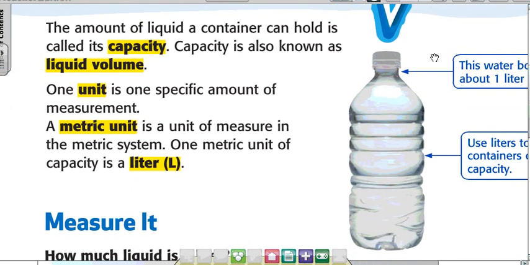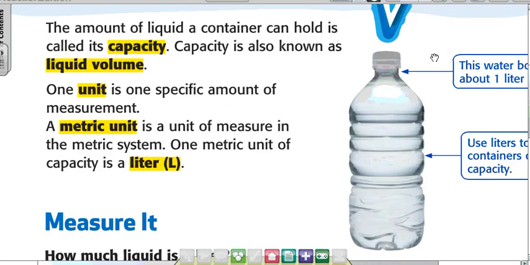It says the amount of liquid a container can hold is called capacity. Like your water bottle, okay? How much can that hold? Or a can of soda, or a bowl. How much can a bowl hold if I fill it with water? So the amount of liquid. So we're talking about liquids. Orange juice, water, soda. Anything that is liquid that we pour into a container.